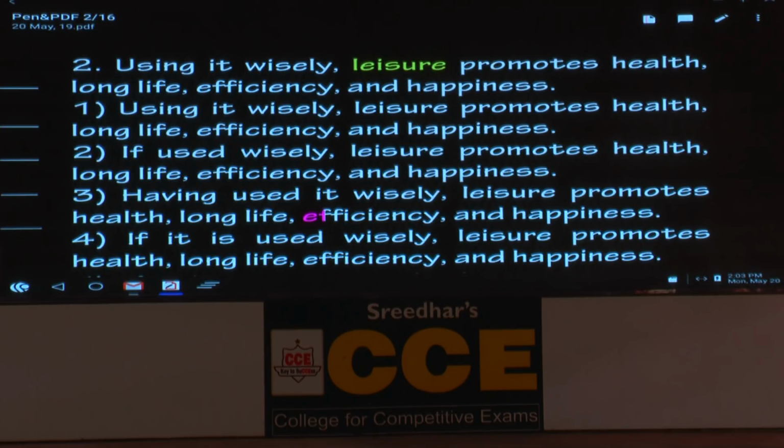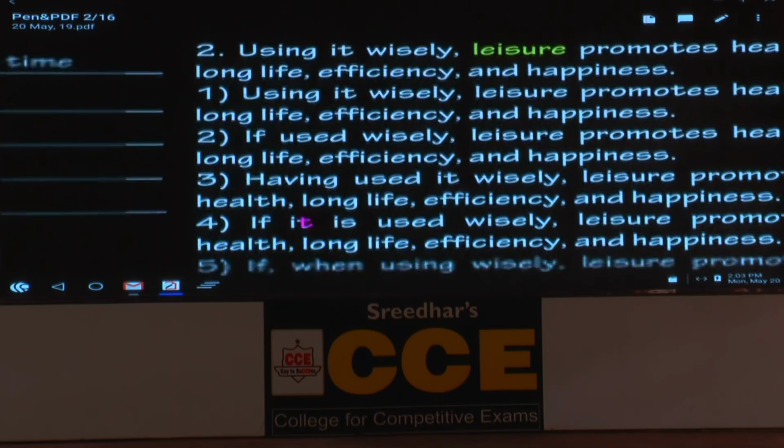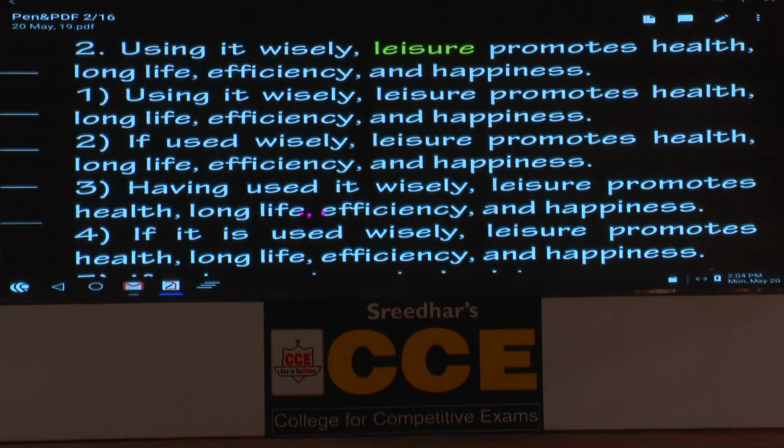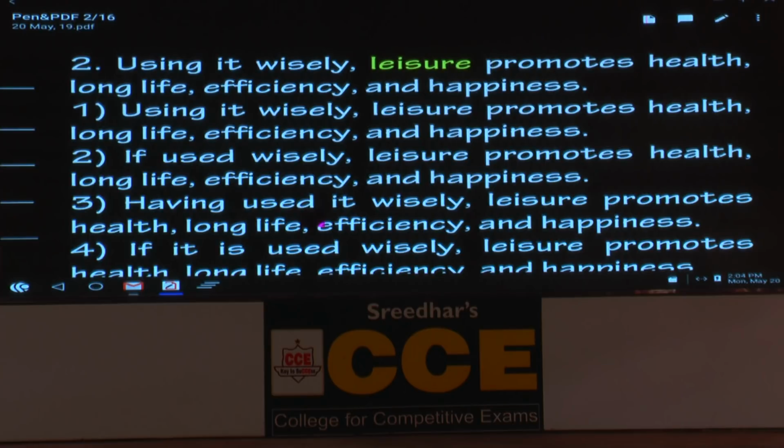So what is this? First, I'll read out option, the first one. Using it wisely, leisure promotes health, long life, efficiency, and happiness. Usually people say leisure. Leisure means what? Write the meaning of that. Leisure means free time. Free time or spare time.